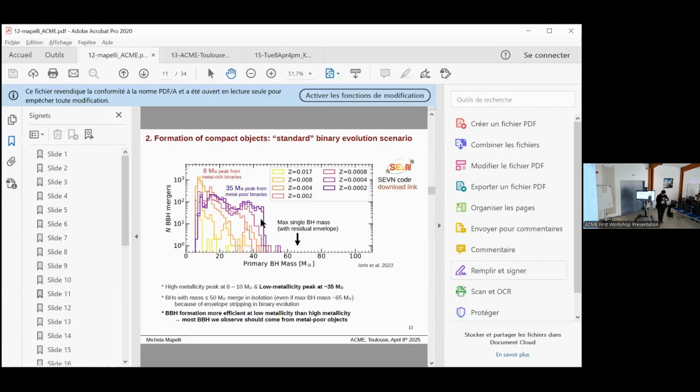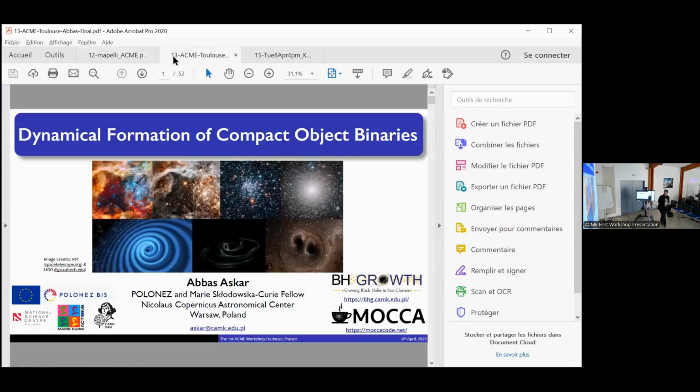Okay, now our next speaker is Abbas Asghar, who's going to carry on from or evolve from what was just shown. So this is the dynamical formation of compact object binaries.